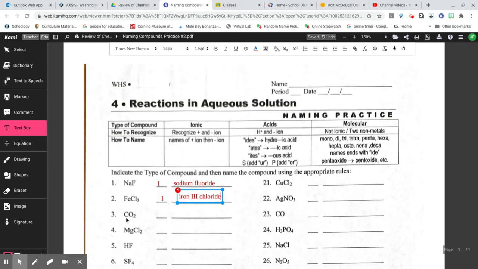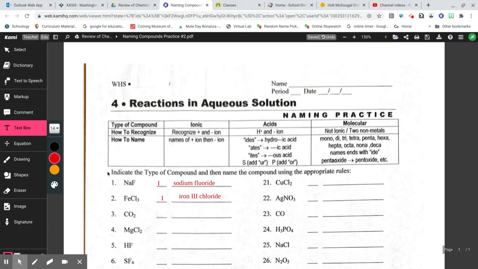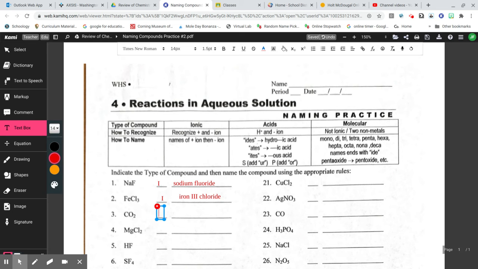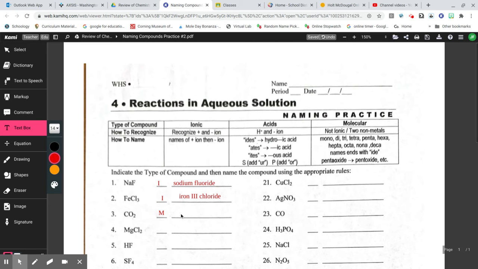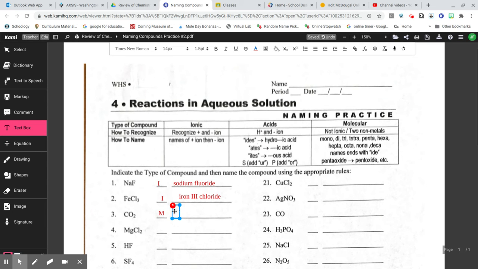Let's take a look at our next compound here. We have CO2. So this is molecular because we have two nonmetals. So we'll type in an M. And if you need to pause the video as you're working on your worksheet, please do so. And we have one carbon, so we're going to just put carbon, no monocarbon. And then since we have two of the oxygen, we'll say dioxide.